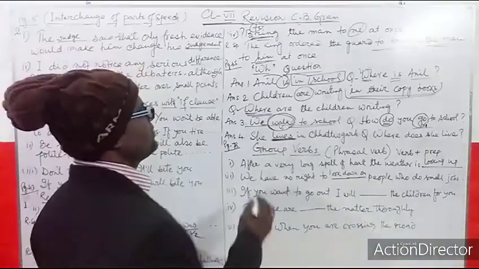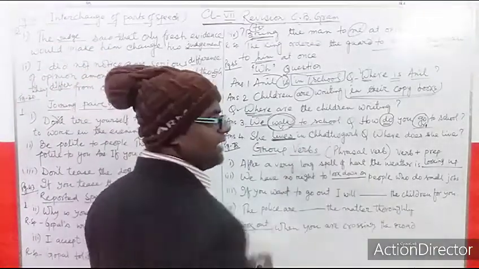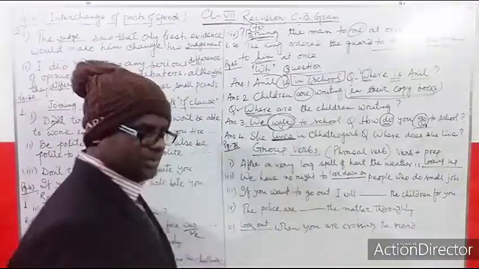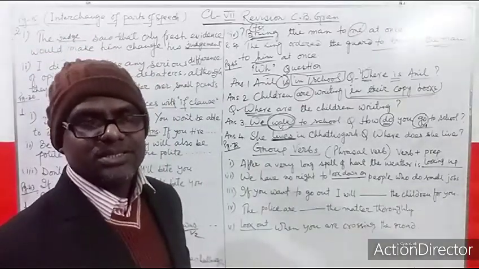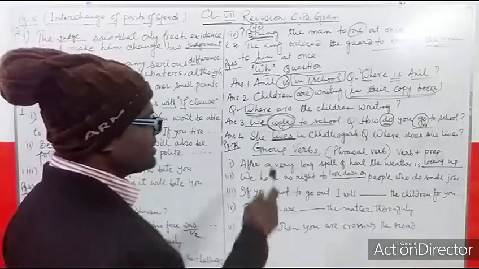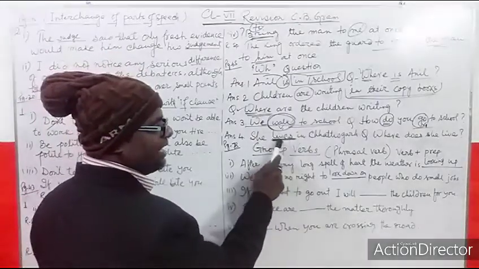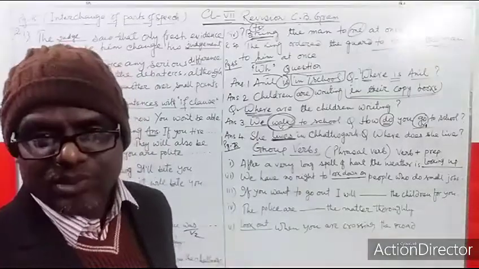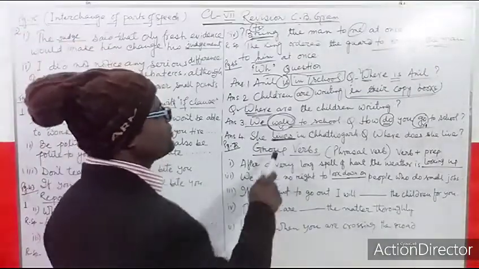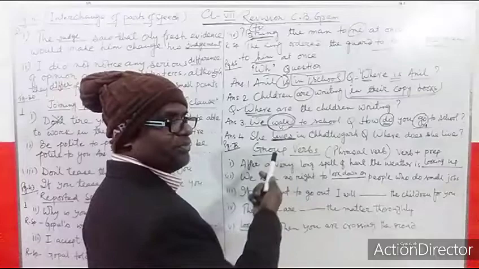She lives in Chhattisgarh. Here also you can see there are no verbs, so you need to bring the do verb. That's because es is added in lives. You need to bring the do verb, does, and then the first form of live. Live is the first form.